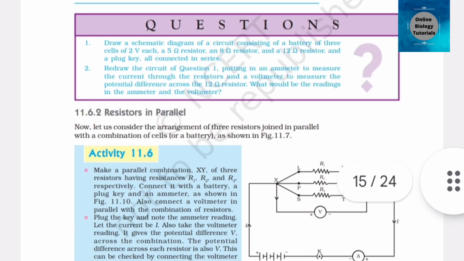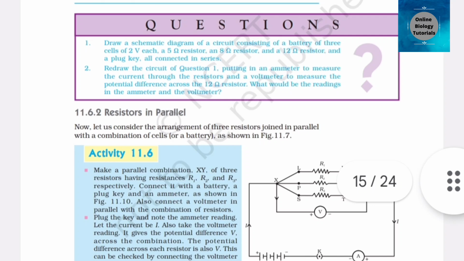Questions. 1. Draw a schematic diagram of a circuit consisting of a battery of 3 cells of 2V each, a 5 ohm resistor, an 8 ohm resistor, and a 12 ohm resistor, and a plug key, all connected in series. 2. Redraw the circuit of question 1, putting in an ammeter to measure the current through the resistors and a voltmeter to measure the potential difference across the 12 ohm resistor. What would be the readings in the ammeter and the voltmeter?